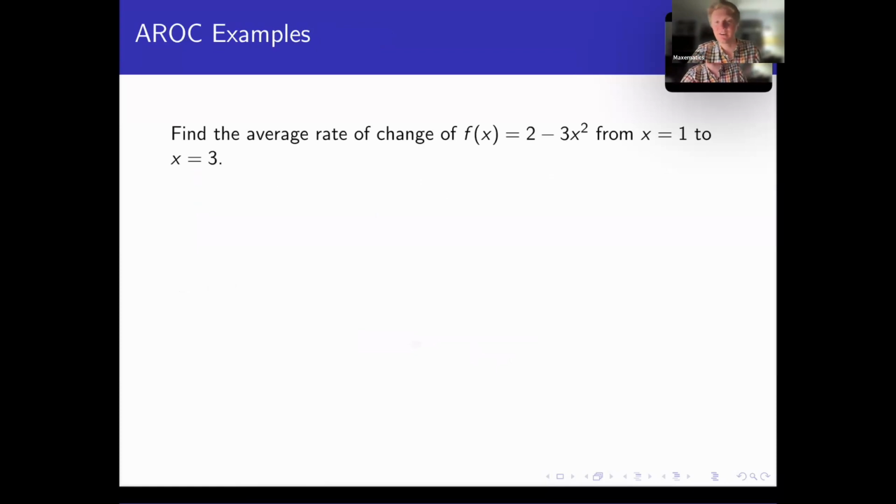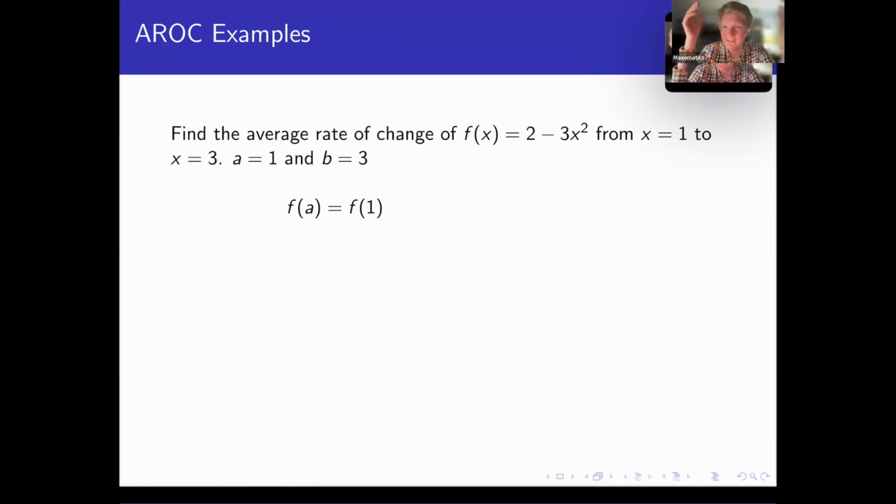All right, so find the average rate of change of f of x equals 2 minus 3x squared from x equals 1 to x equals 3. In my opinion, it is probably in your best interest to solve for f of a and f of b first. A and b are always the beginning and endpoints of your interval. This is from 1 to 3, so a equals 1, b equals 3. There's nothing really surprising going on there.